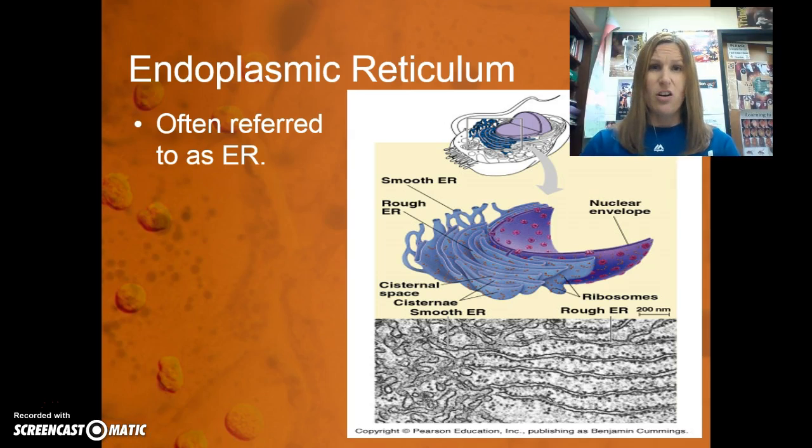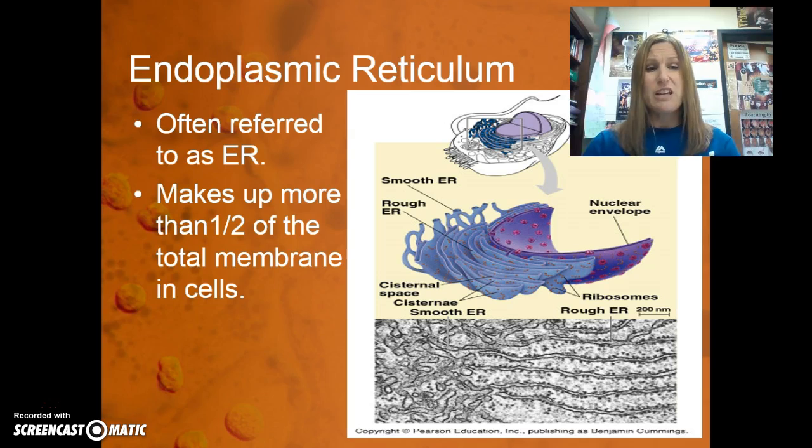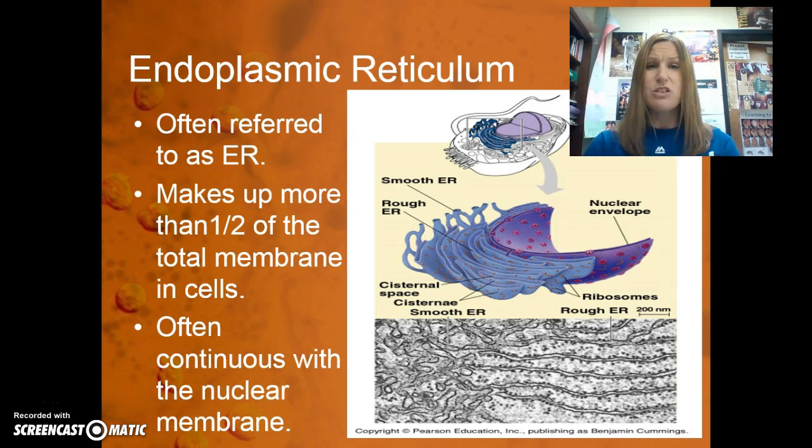Oftentimes referred to as the ER. You are more than welcome to write it as ER. You do not have to write it out every single time. The ER makes up more than half of the total membrane in cells, so it is a huge proportion of that endomembrane system. It is often continuous with the nuclear membrane. So when we build models of our cell, when we build that nucleus, we always put that endoplasmic reticulum, the ER, next to the nucleus, because it's continuous with that, and you'll see why when we talk about all the different functions and how everything is compartmentalized and works together.